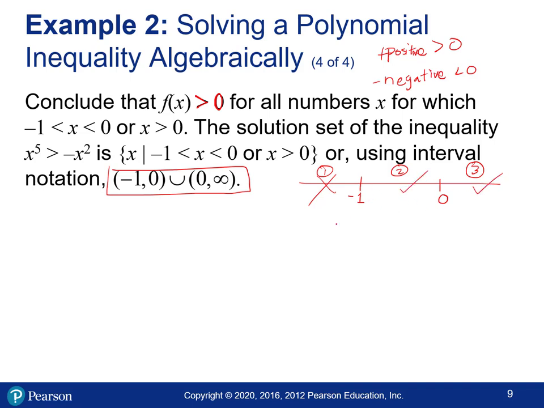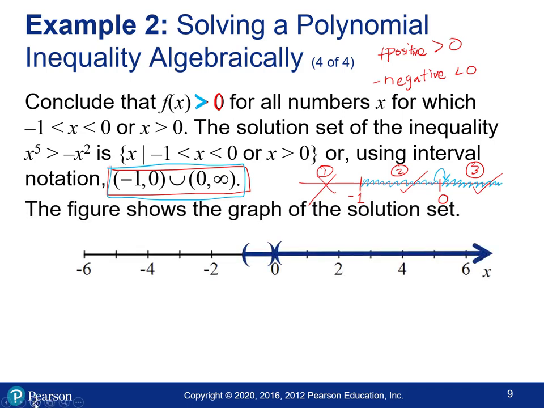So we want any number, let's just change the color really quick. We want any number in between -1 and 0, and then also we want any number greater than 0. And that's why this is the answer. Okay? And we don't include 0, we have to jump over 0, kind of like this, because it's strictly greater than 0. We don't want to equal it. It was strictly greater than, there was no equal bar there.